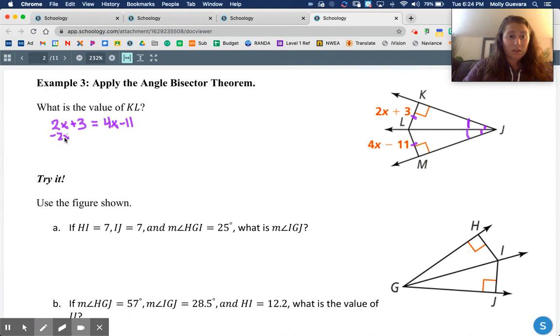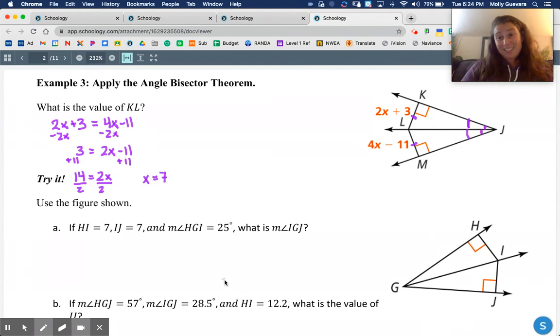And we can solve. I'm going to subtract my 2x. And I get 3 is equal to 2x minus 11. I'm going to add 11. I get 14 is equal to 2x. Divide by 2. Divide by 2. I run out of space. That's okay. X is equal to 7.